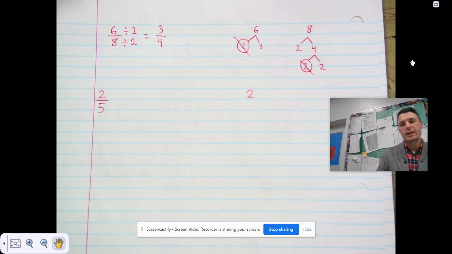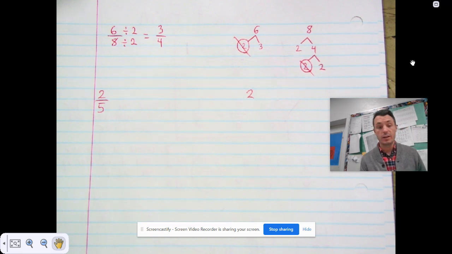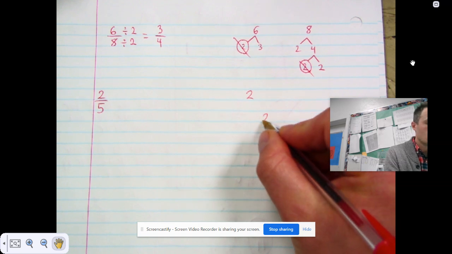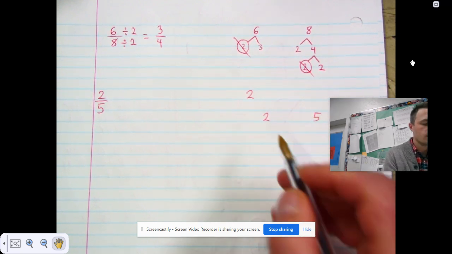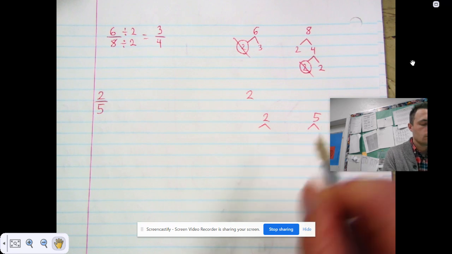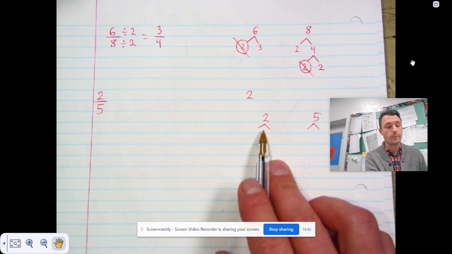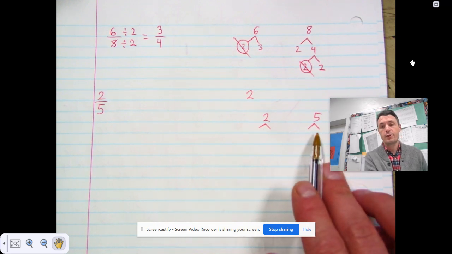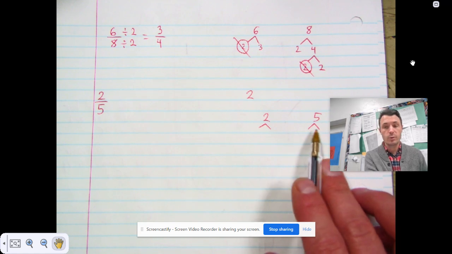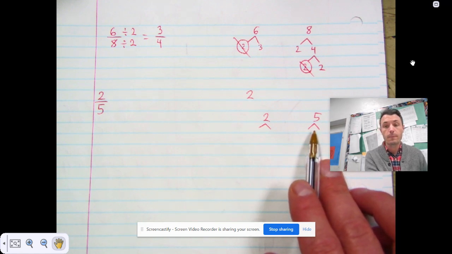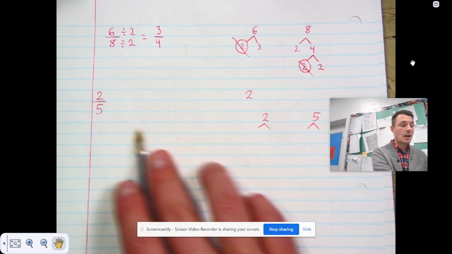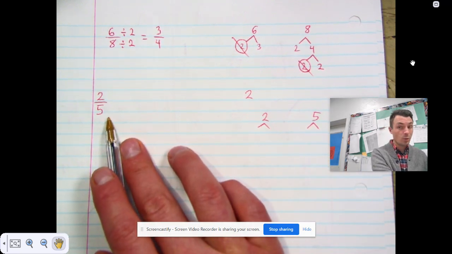Let's do 2/5. Let's see what happens if we try to put 2/5 in simplest form. So we try to do prime factorization for 2 and 5. What can we multiply together to equal 2? Just 1 and 2, because 2 is prime, so we can't do prime factorization for it. What can we multiply together to equal 5? Just 1 and 5, because 5 is a prime number, so we can't do prime factorization for 5. Which means the greatest common factor for 2 and 5 will be 1.